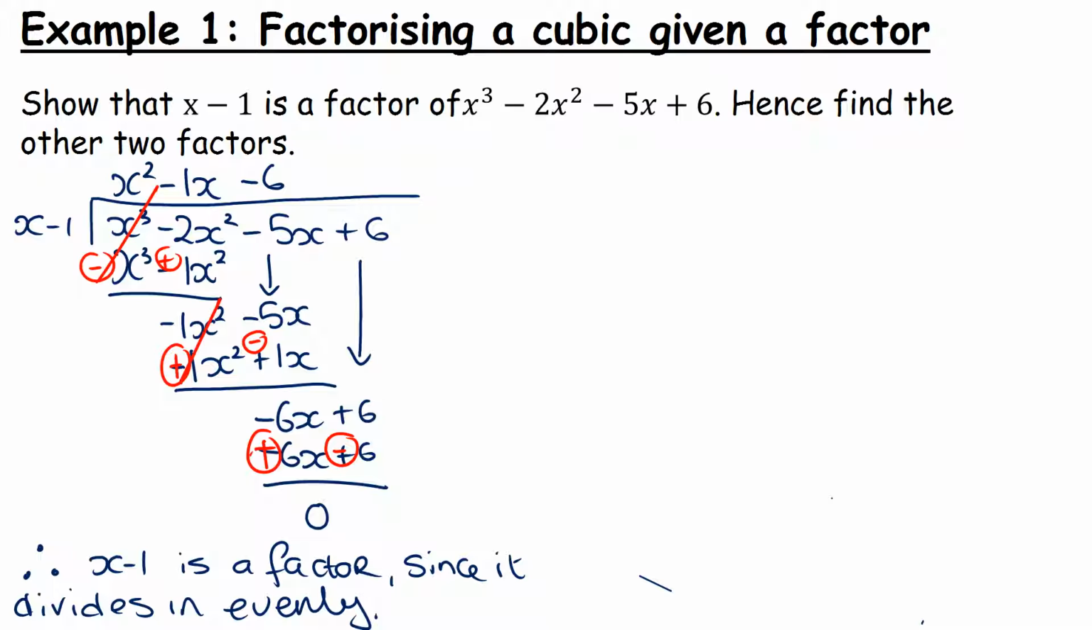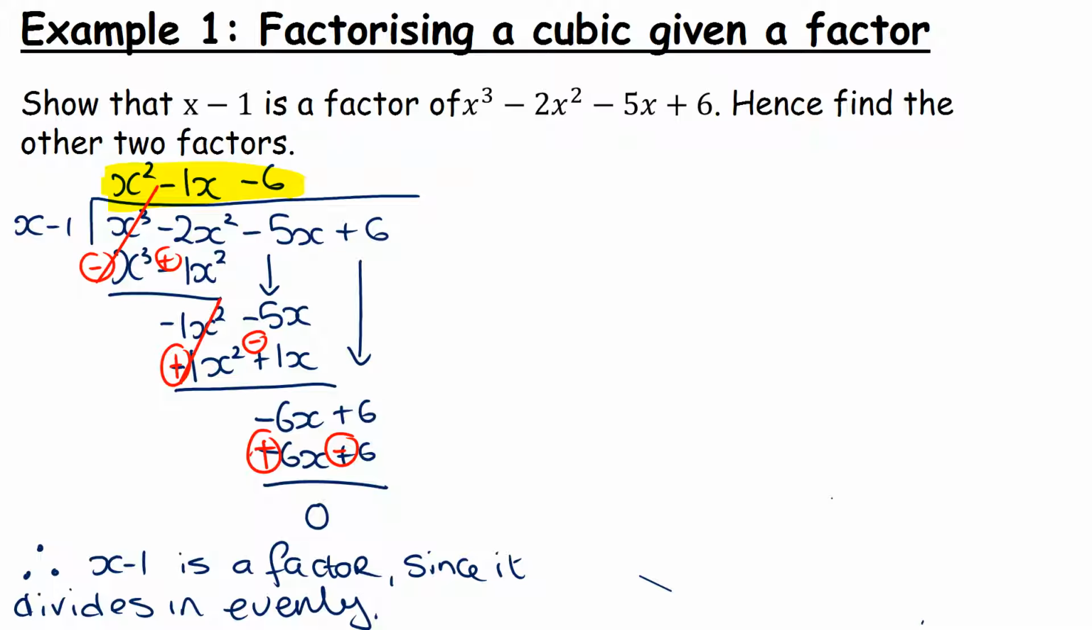So that's the first part done. Do make sure that you state this, and answer the question. It says show that x minus 1 is a factor. So it isn't enough to just go into your long division. You do want to be putting in that statement at the end. So this is our answer here. So x minus 1 goes in x squared minus x minus 6 times.